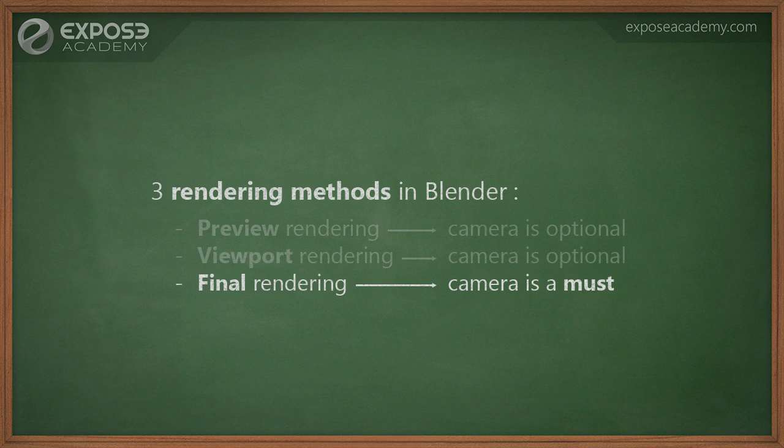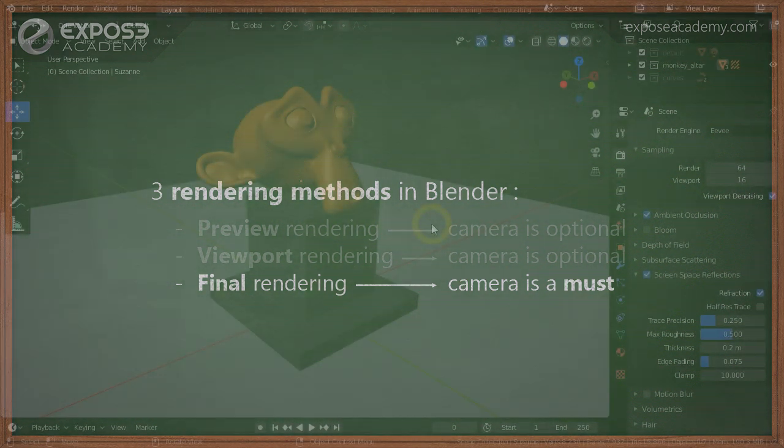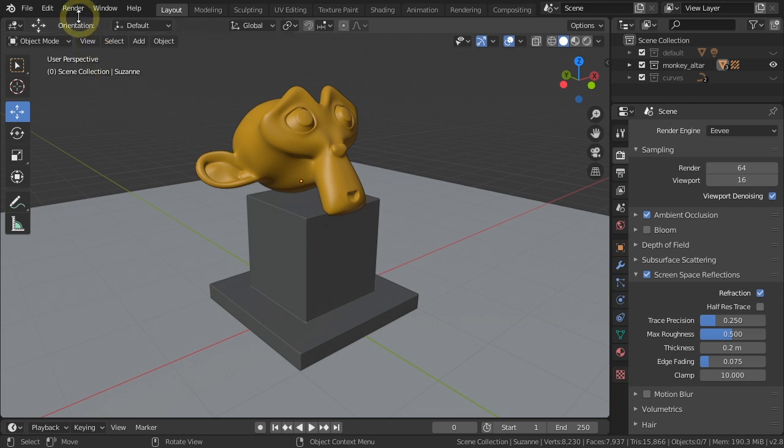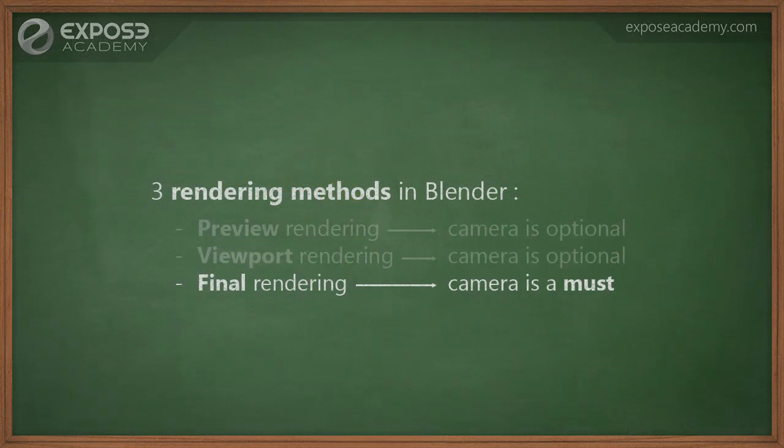Finally, the last rendering type is the final rendering, which you can perform by pressing F12 in Blender, or by going to the render menu here, and then choose render image, or render animation if you are doing animation. This is the rendering method you want to use when you need to produce the highest quality rendering output. And for this type of rendering, you need a camera. If you press F12 without any camera presence in your scene, Blender will just throw an error message. So, you understand by now how important a camera object is. In conclusion, without a camera object, it is impossible for you to get the best rendering result out of Blender.